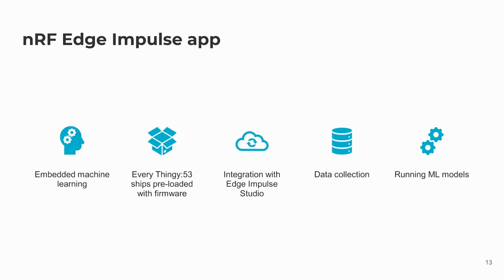So, how does this work? This makes Thingy53 the ideal platform for rapid ML prototyping. The app allows it to integrate seamlessly with Edge Impulse Studio, and you can use the Thingy53 both for data collection and for running your fully trained ML models. We download the firmware over the air and deploy ML models through the app.